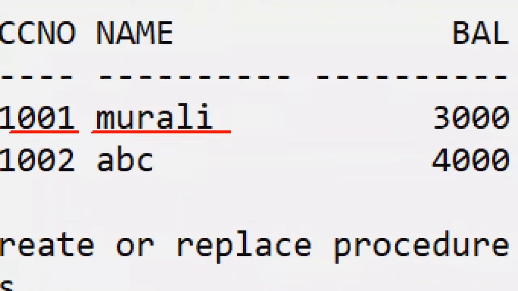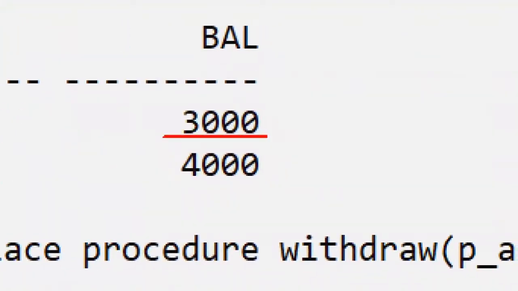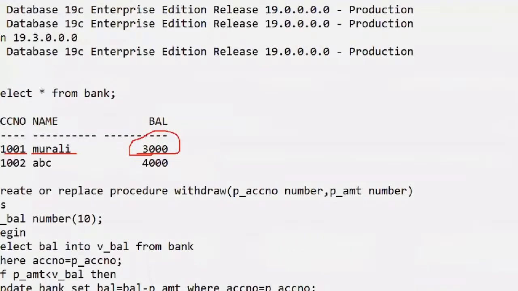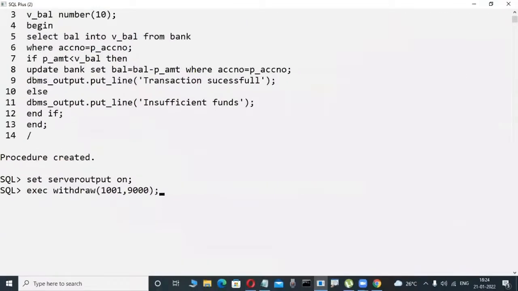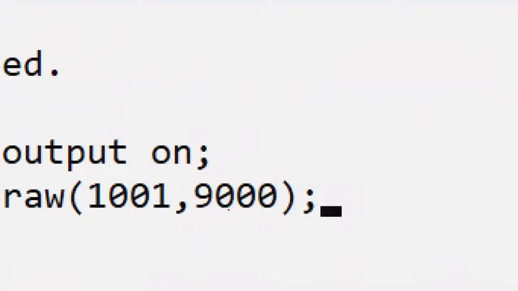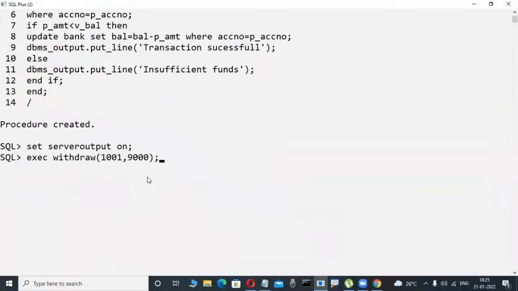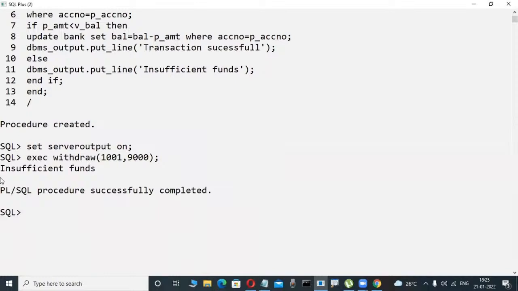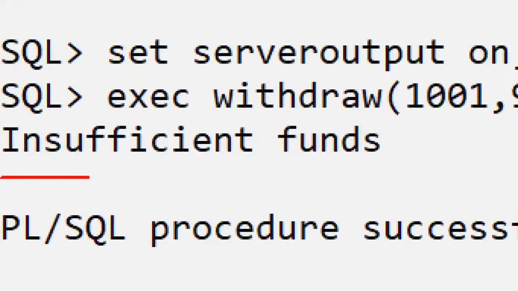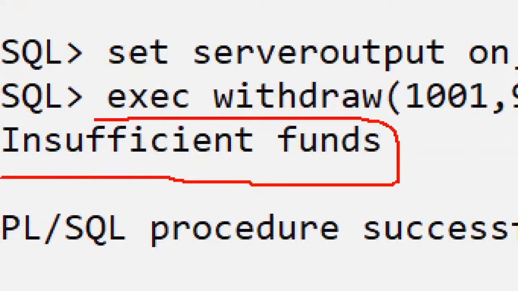Murali is my name only. Now, my balance is how much? 3,000. In my table, 3,000 is the current balance. Now, my account number is 1001, but I try to withdraw how much? 9,000, because this program I'm writing only, don't worry. Whenever I try to withdraw 9,000, is it possible? No. So now it will give a message: insufficient funds.